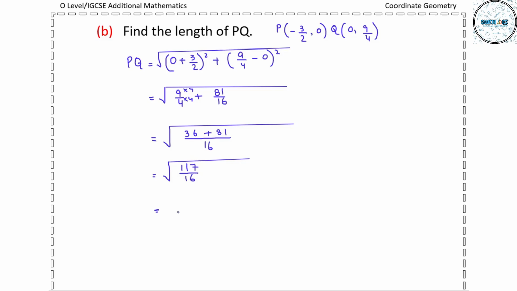Square root of 16 is 4. So we can write 4 in the denominator. 117 can be written as 9 into 13. Square root of 9 is 3, so we can write it as 3 under root 13, which is the length of PQ.